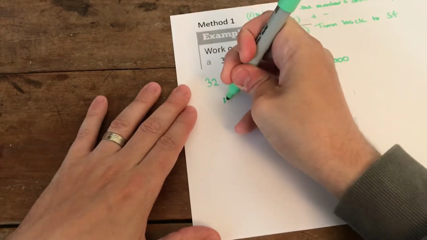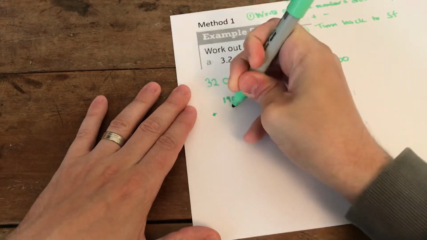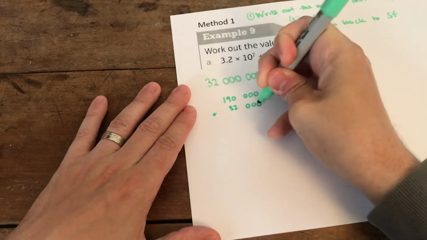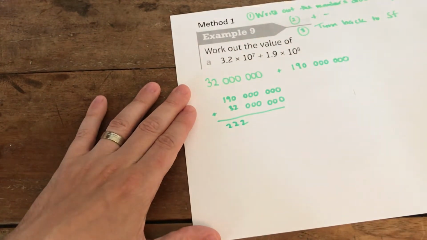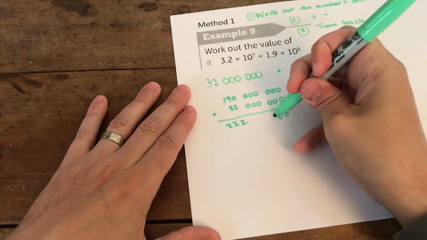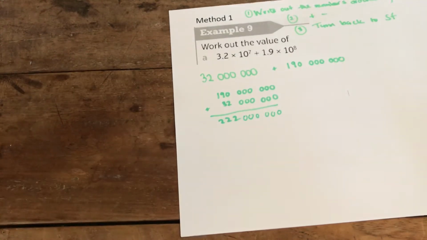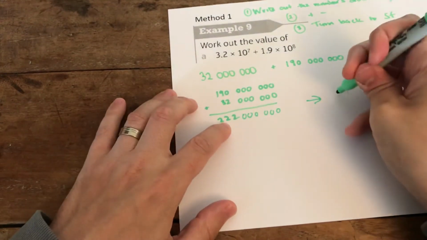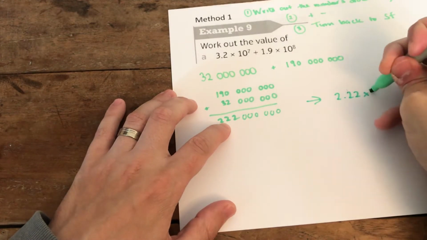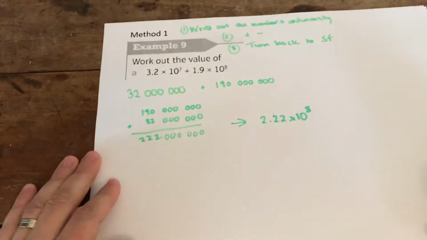So I'm going to write that out as 190 million plus 32 million. And that gives us 222 there, and then we just fill in our zeros, and there we go. That's our first step. All I have to do after that is write that back into standard form. So it becomes 2.22 times 10 to the power of 8, and that's dead straightforward. That's all we have to do for that.